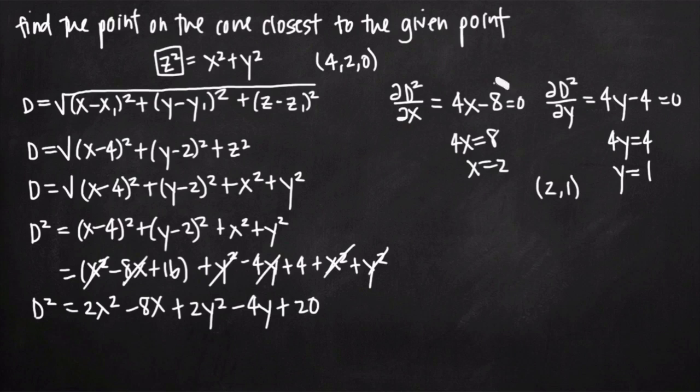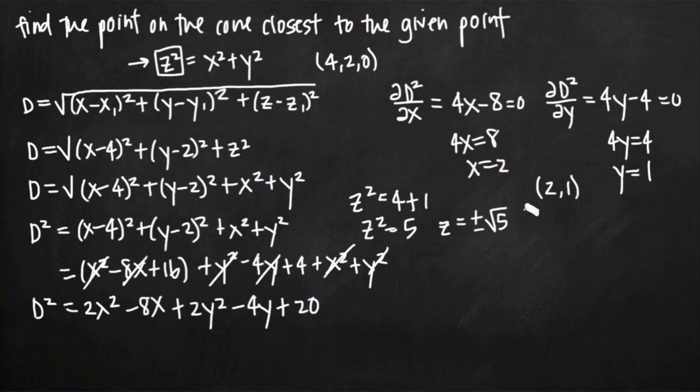In order to find the coordinate point that lies on the surface of the cone, which is closest to (4, 2, 0), we just plug this critical point (2, 1) into our equation here for z squared to find a value for z. So what we're going to get here then is z squared is equal to, plug in 2 for x, 2 squared is 4, plug in 1 for y, 1 squared is 1, so we get 4 plus 1, or z squared is equal to 5, or z is equal to positive or negative square root 5.